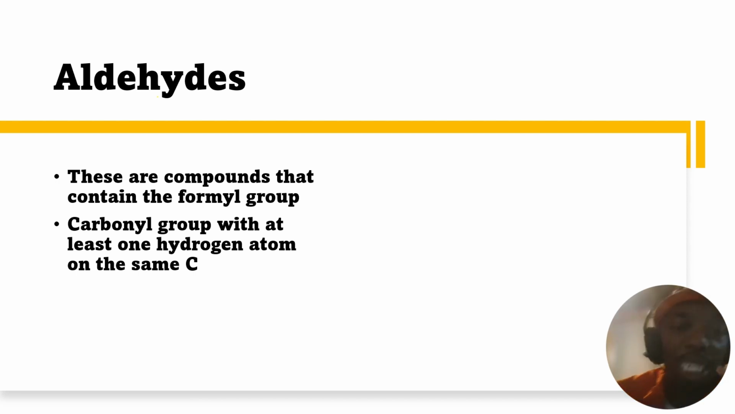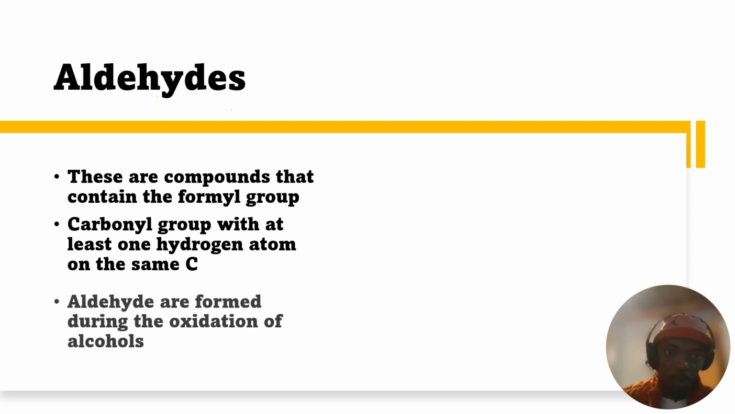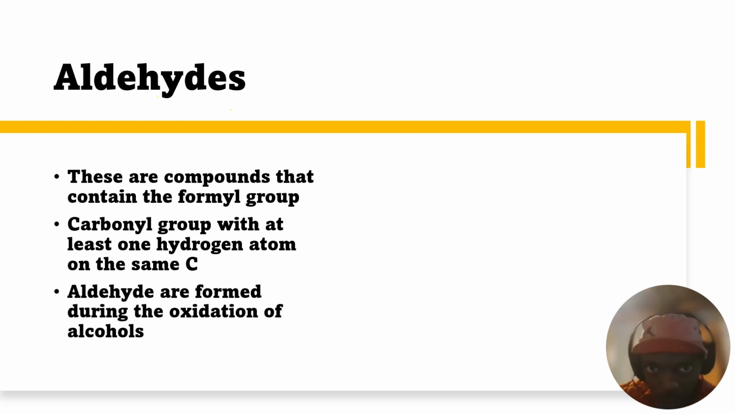So guys, what this means is that it's a carbonyl group with at least one hydrogen atom on the same carbon, right? And it says aldehydes are formed during oxidation reactions of alcohol. Right, you're gonna dive deep into this content when we're dealing with all the physical properties, basically. Right. So yeah, all you need to know is that they are always at the end of the compound.